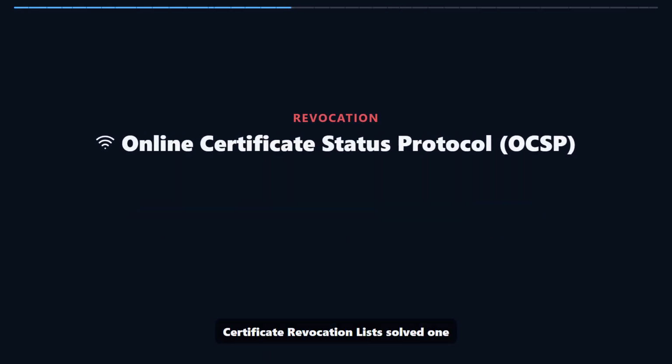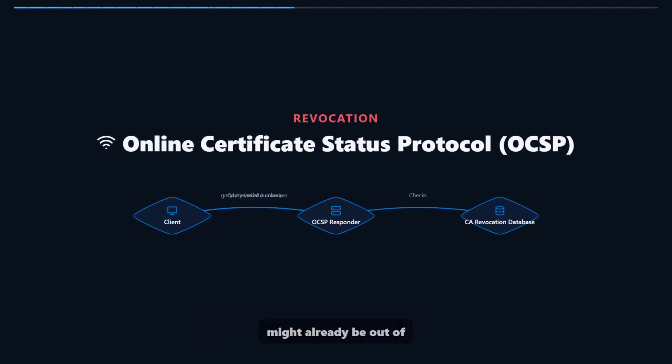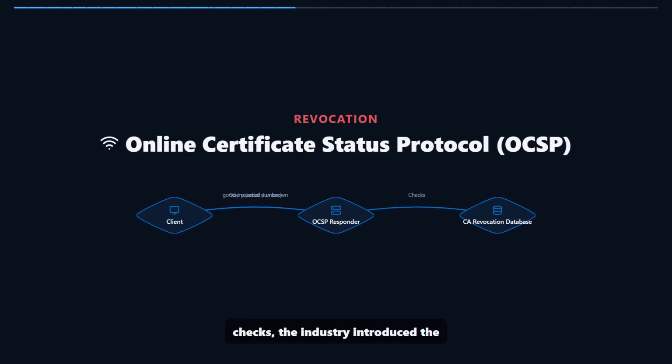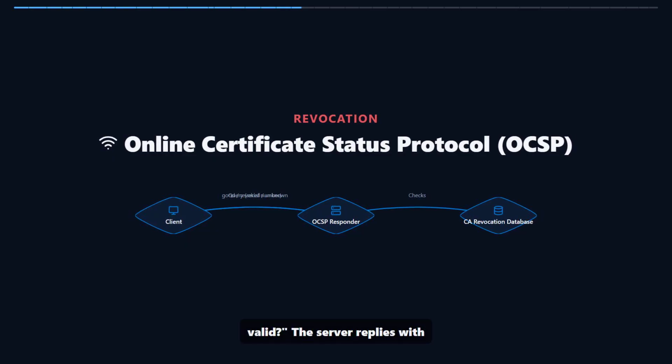Certificate revocation lists solved one problem, but created another. Browsers had to download large lists that might already be out of date. To provide faster status checks, the industry introduced the Online Certificate Status Protocol, or OCSP. Instead of downloading an entire revocation list, the browser asks the CA a simple question: is this certificate still valid? The server replies with one of 3 answers: good, revoked, unknown.